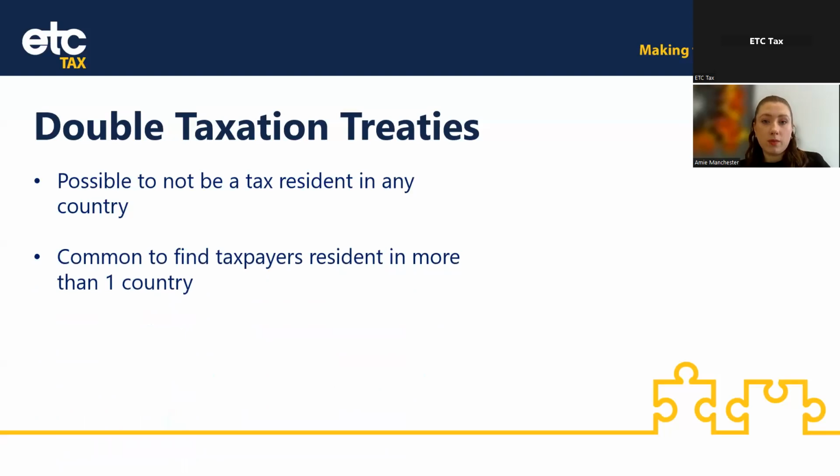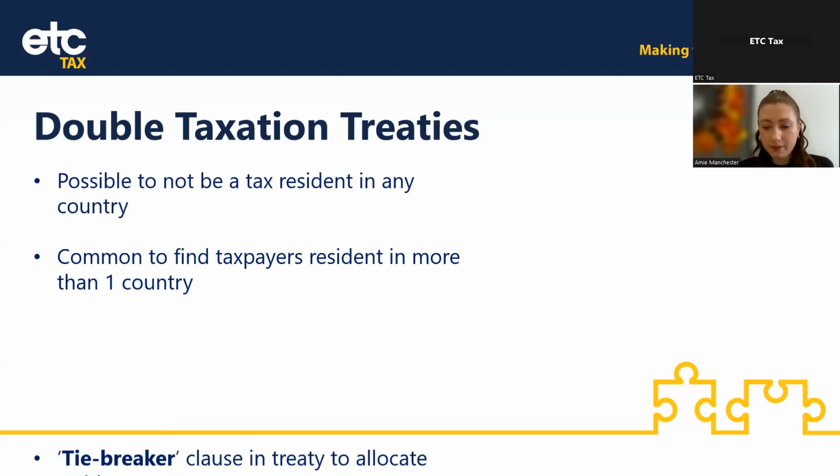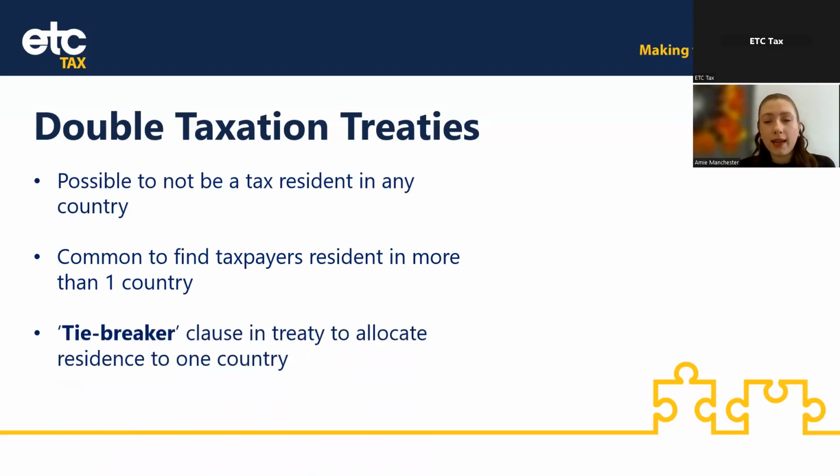Opposite to that, it is common for taxpayers to be resident in more than one country. Where we find individuals spending 6 months in one country and maybe 6 months in another, chances are they might be a resident in more than one country. And this is where we can use the treaty to determine the tax residence. Each treaty will have a tiebreaker clause, which will help us allocate residence to one of the countries.